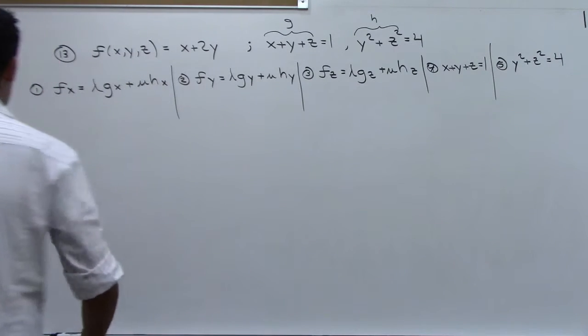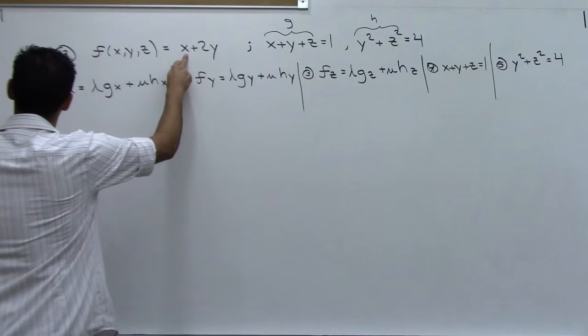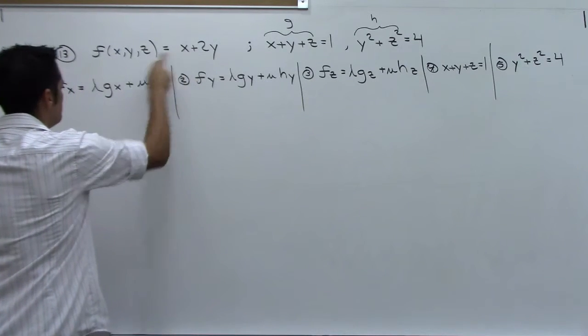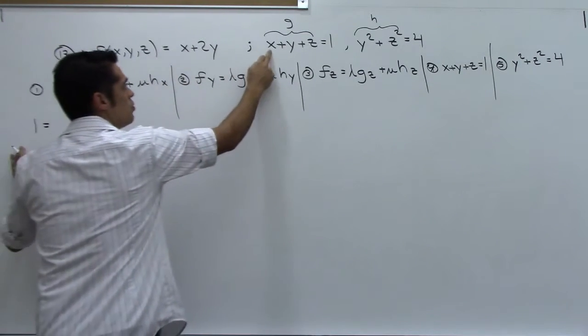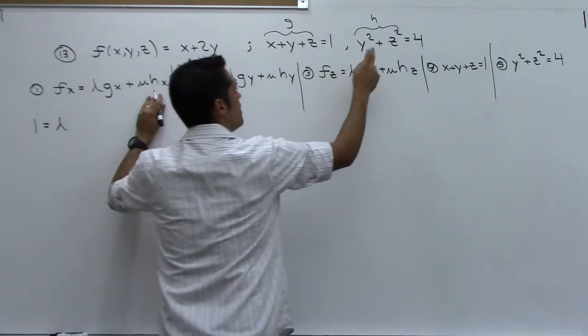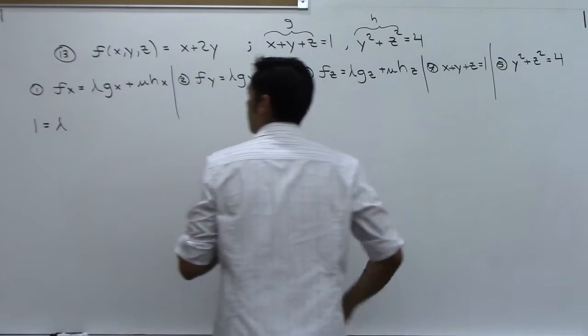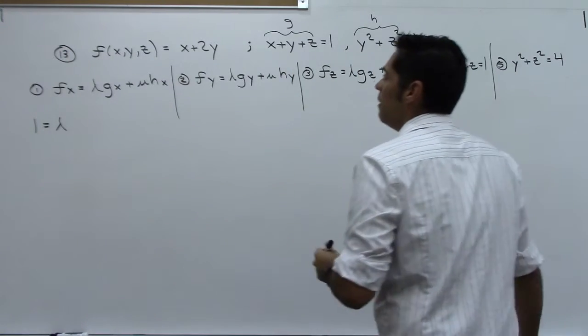All right, so let's see how easy this is going to be. Hopefully it will be. Partial of f with respect to x is 1, equals partial of g with respect to x, which is 1, but then times lambda, so lambda. And then partial of h with respect to x, which is 0, because there is no x in there. So that's it. Lambda's 1. That's going to be nice.